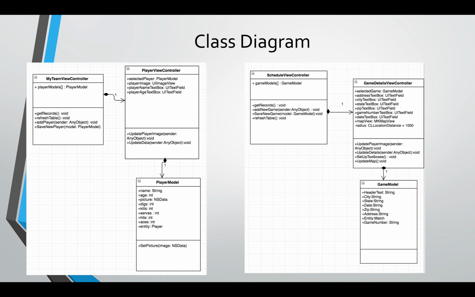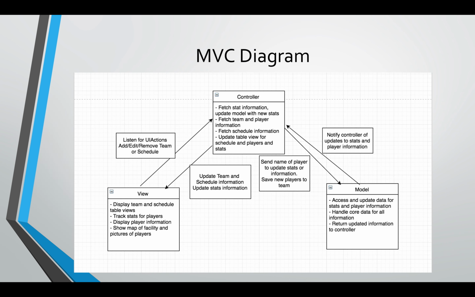Both of these, the schedule and the game, are derived from a game model. The header text shows on the table view. It shows the date of the game and also the game number, so you can keep track of how many games you have in a season, whatever it may be. And that is how I designed my application.